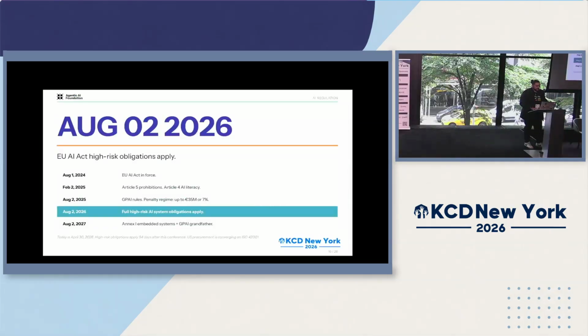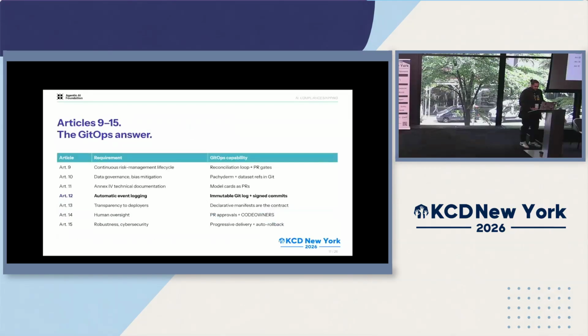So, a quick look at the EU AI Act. It's going into effect August 2nd, so it has full high-risk AI obligations. One of the things Git addresses is, for example, continuous risk management lifecycle. Git solves for that with reconciliation loops and PR gates. Data governance and bias mitigation are handled with Pachyderm datasets and refs in Git. There's also the annex for technical documentation. Model cards as PRs is how Git solves that. And it goes on and on. The point is that everything in this act is solvable with Git at its core.